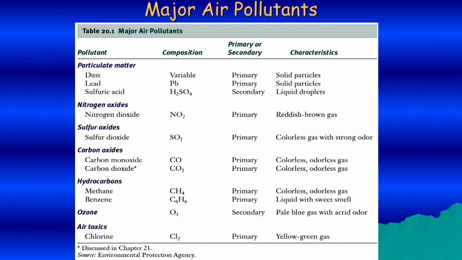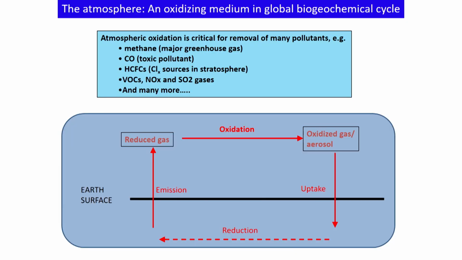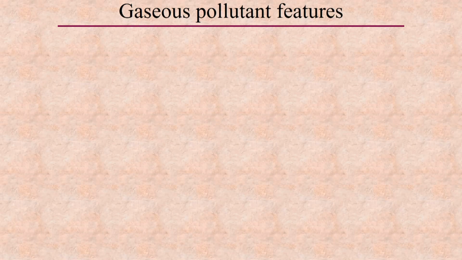You have methane, benzene, they are also primary among the hydrocarbons. Then you have tropospheric ozone, because in the troposphere we do not have ozone directly. So, it is an air pollutant, but it is not directly emitted, so it has to be secondary. Then air toxics like chlorine and other things are also primary. We will come back to this later.